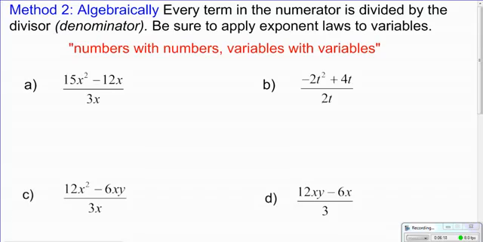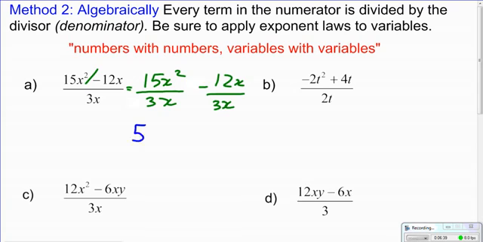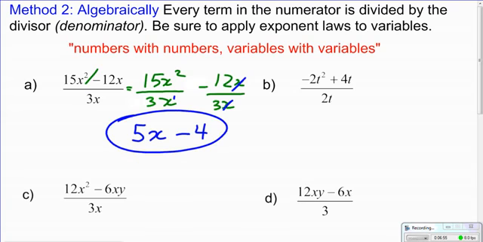So I'm going to think of splitting this into terms again. I'm going to split it into two separate fractions because each term is being divided. Okay? Now we're thinking numbers with numbers, variables with variables. So 15 divided by 3 gives us 5. X squared divided by x, well, x to the power of 2 take away x to the power of 1 gives us x to the power of 1. Negative 12 divided by 3 is negative 4. X divided by x cancels out. So we're left with 5x minus 4.